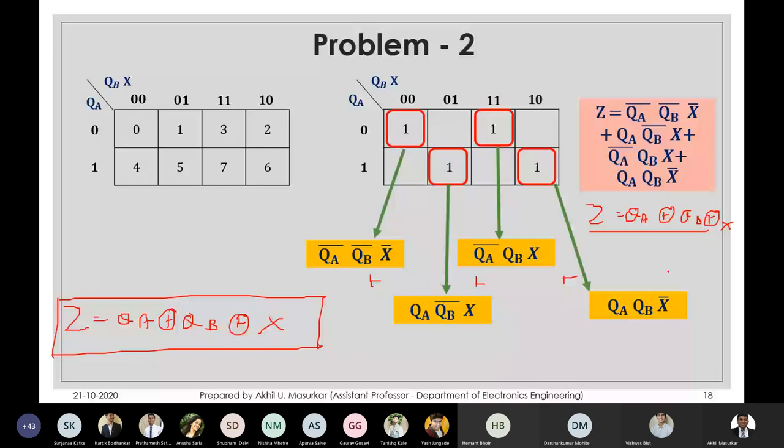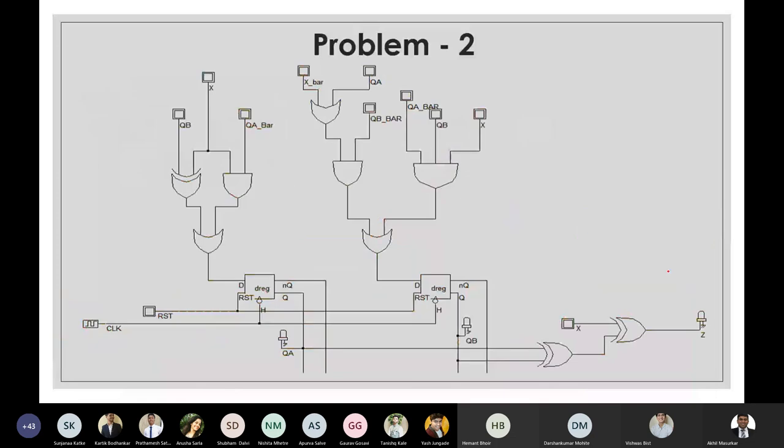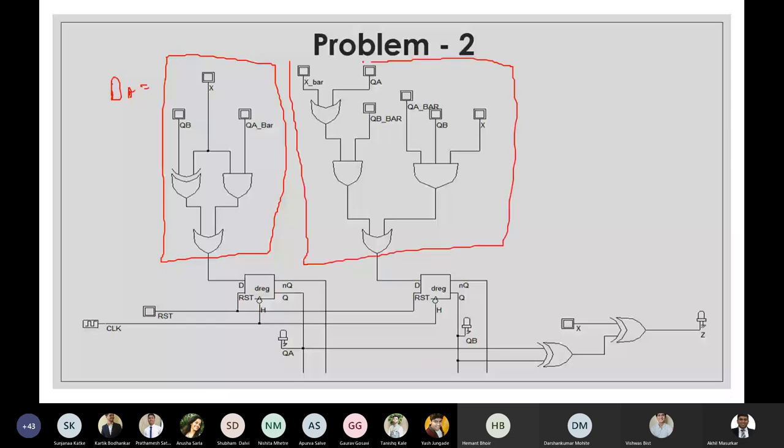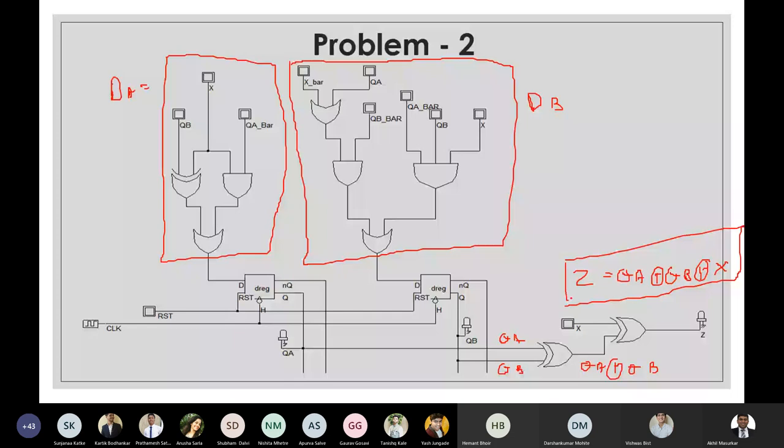Now, implementation will be somewhat like this. So you can see that this is one hardware. This is for DA is equal to all this. And you can see here, this is the hardware for DB. And here we have QA, QB. And here we have QA XOR QB, XOR with X. So Z would be QA XOR QB XOR X. So you can just leave some space for drawing this diagram. You can draw it later because it's just the implementation of the KMAP.